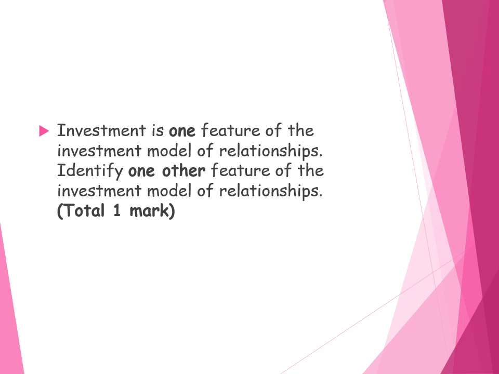So if we were to look at an AO1 style question, now this is the only previous question that there has been. Investment is one feature of the investment model of relationships. Identify one other feature of the investment model of relationships. So it's just an identify, so you're simply going to state or name one of the other features. So it could be commitment, could be satisfaction, could be alternatives. So simply just the name of that, you don't need to explain it, it's just identify one other feature. So please don't try to overcomplicate it and waste time on these style questions.